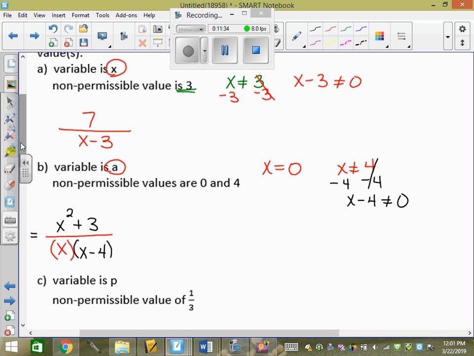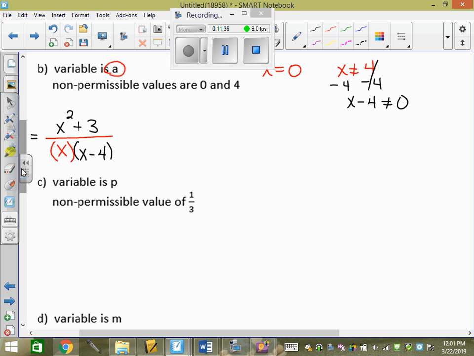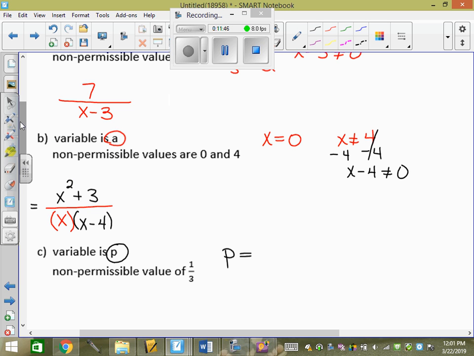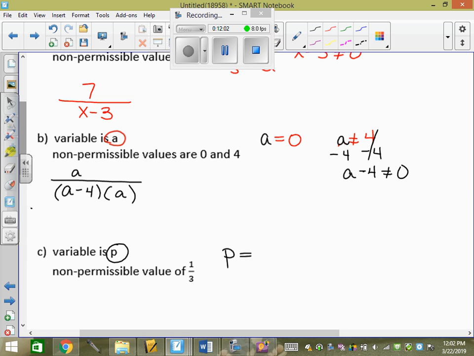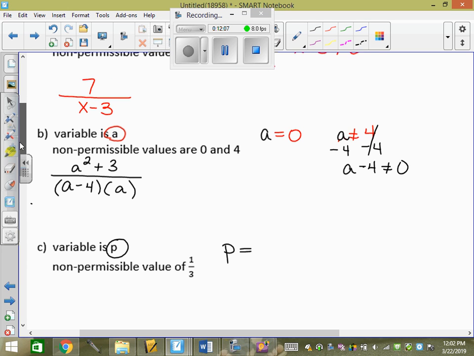Okay, C is the hardest one I can give you. It has a third. So I have the variable p. Oh, I didn't use the variable a. That's bad. These need to be a's. Okay, I don't remember what I had at the top, but that's fine.